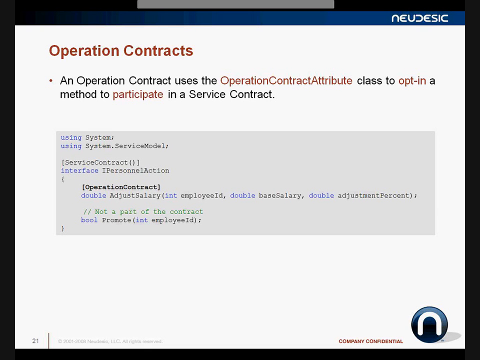And you'll see also that we have a method called promote that takes an employee ID, but that promote method is not part of the contract, and that's okay. This interface may have been defined before we were even thinking about Windows Communication Foundation, or there might just be a decision that we don't want to expose the promote method to the rest of the world. And that's exactly why each method must be opted in by the operation contract.